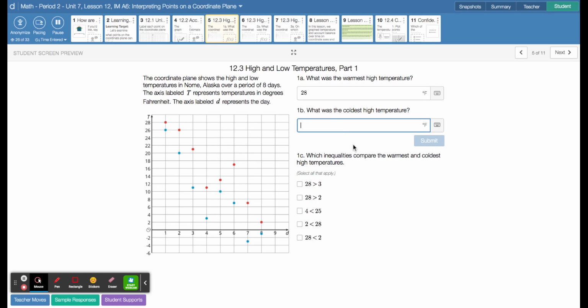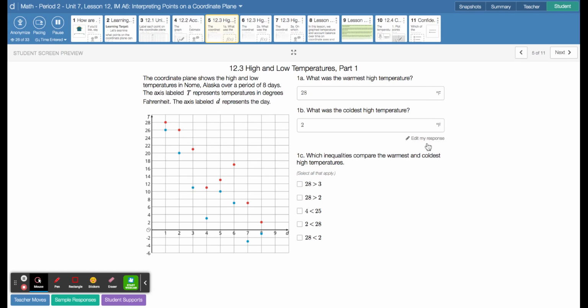What was the coldest high temperature? See if you can find it first. So looking at it, right, our high temperatures again are those red dots. This is my low temperature on that same day. So I'm looking for the red dot, basically, that is the lowest of them all. This is the lowest of them all, but again, it's not my high temperature. It's not my red dot. So here I'm looking to see, and I see this one is actually my coldest high temperature. So I can say here that 2 degrees Fahrenheit is my coldest high temperature.